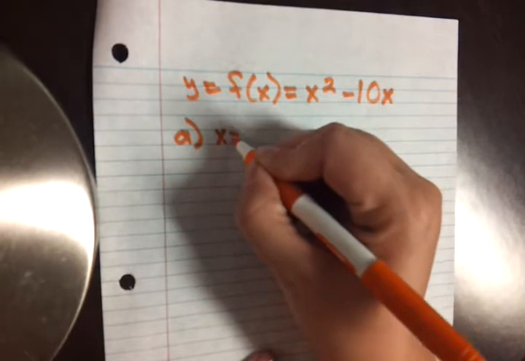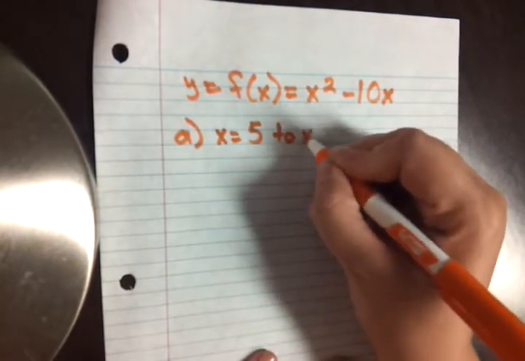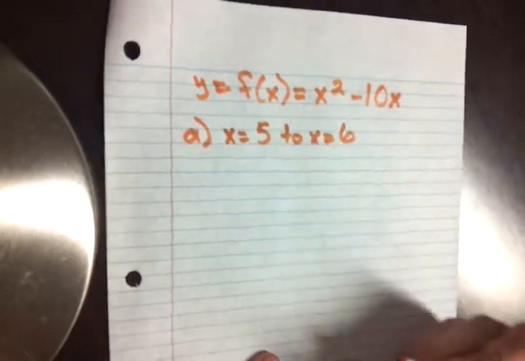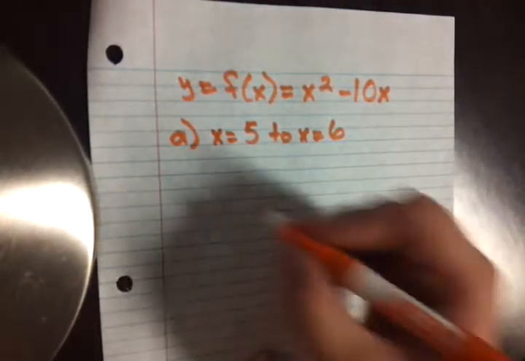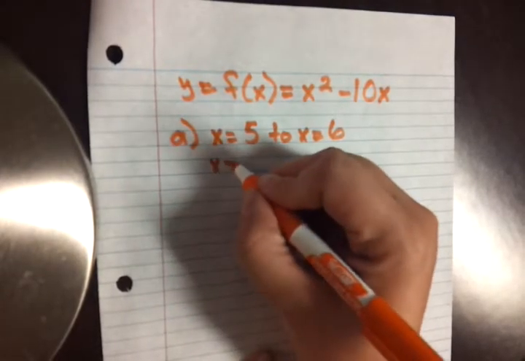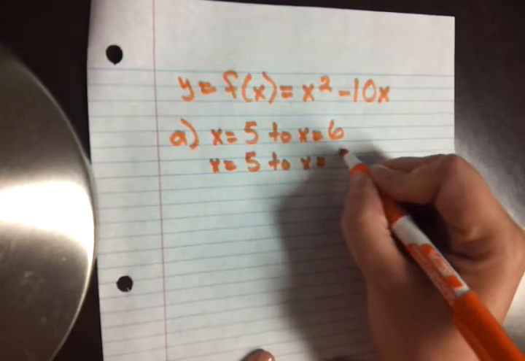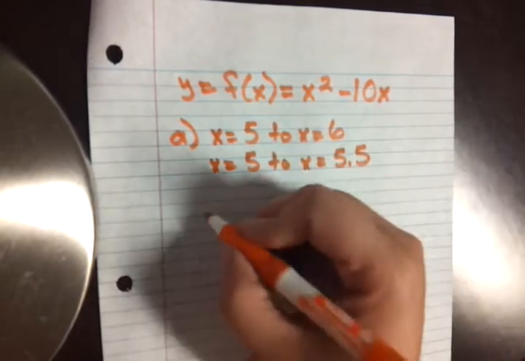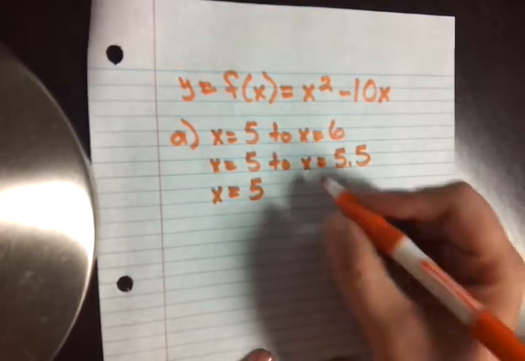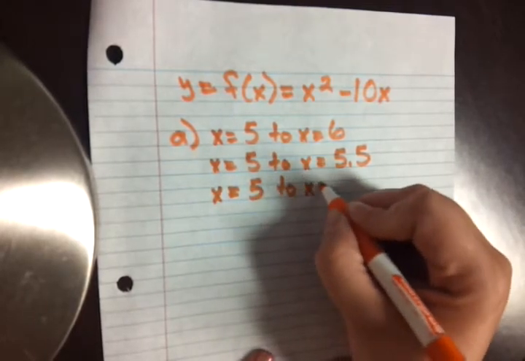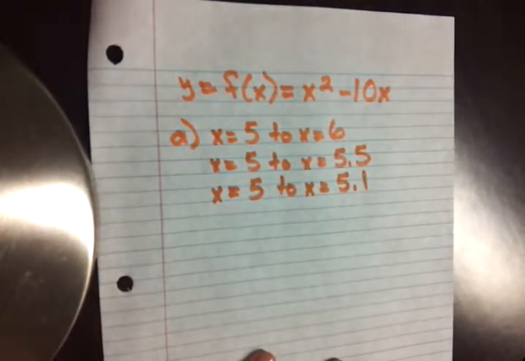They're saying x equals 5 to x equals 6. That's the first interval that they've given us. The second interval that they give us is x equals 5 to x equals 5.5. And the final interval is x equals 5 to x equals 5.1. So these are the intervals.